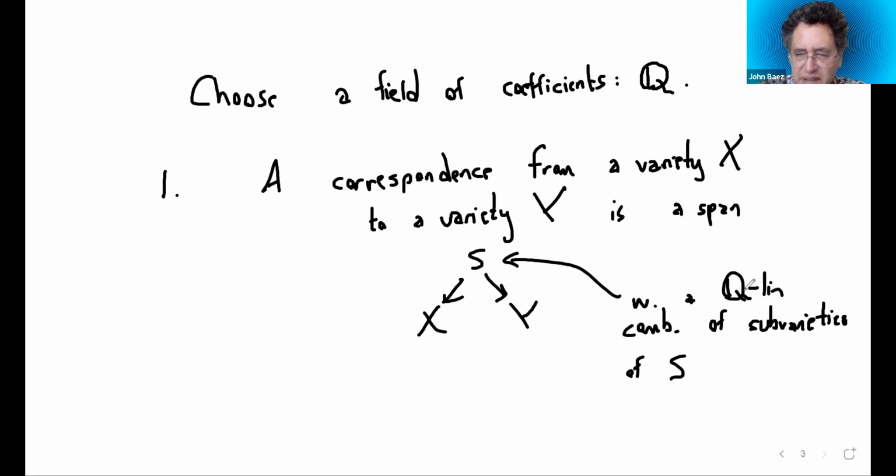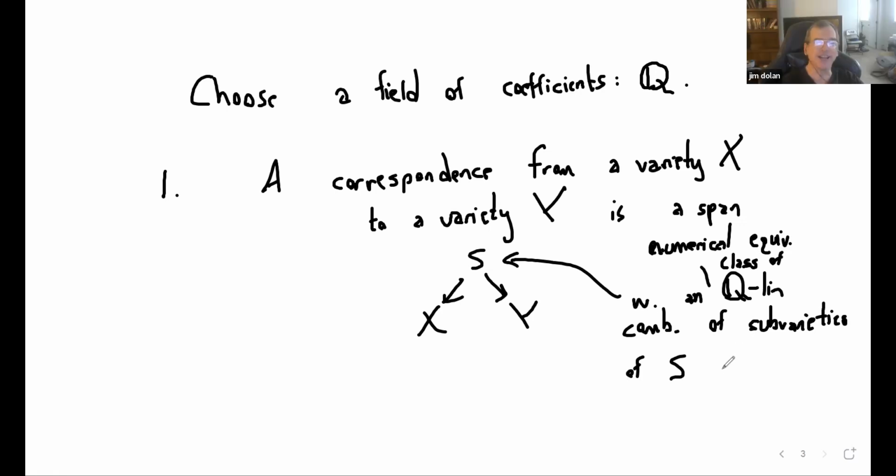Yeah, so how do you say that? With a numerical equivalence class of these linear combinations of subvarieties of S. Sorry. Yeah.